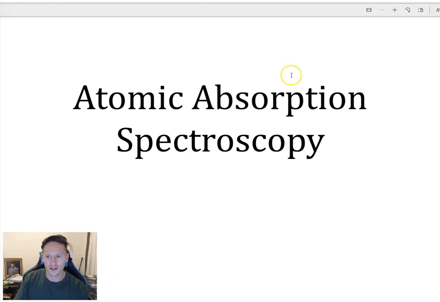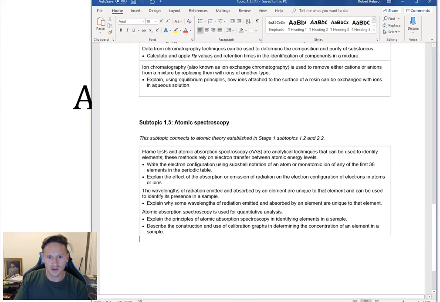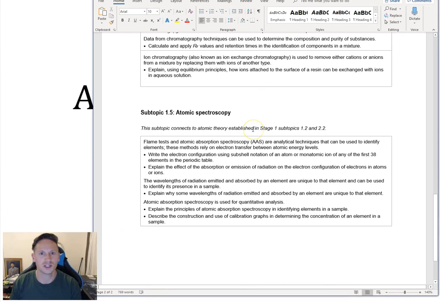So as we kick things off, I'll just go through the learning intentions for this. This is what we want to know for this subtopic essentially. We want to know that flame tests and atomic absorption spectroscopy are analytical techniques that can be used to identify elements. And these methods rely on electron transfer between atomic energy levels.